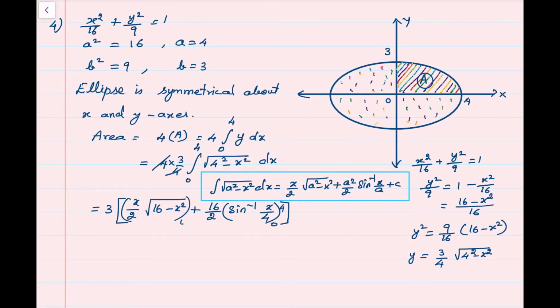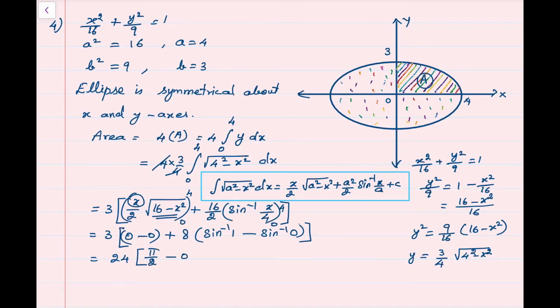We can apply the limit separately for each term. This is equal to 3 times. Upper limit will be 0 because 16 minus 16. Lower limit is 0 because of this x. 0 minus 0 plus 8 times sine inverse of 4 by 4 is 1. Sine inverse of 1 is pi by 2 minus sine inverse of 0 by 4 is 0. 24 times sine inverse of 1 is pi by 2 and sine inverse of 0 is 0. Therefore, the answer is 12 pi square units.